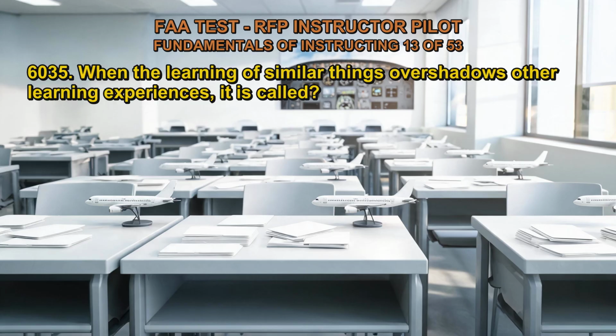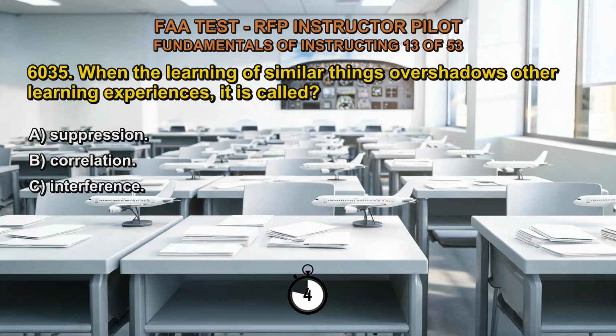6035. When the learning of similar things overshadows other learning experiences, it is called: A. Suppression, B. Correlation, C. Interference. The correct answer is C.